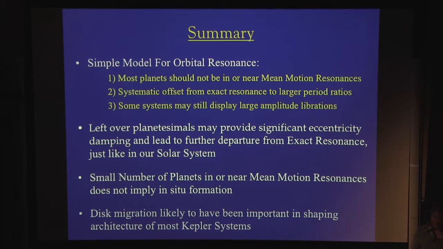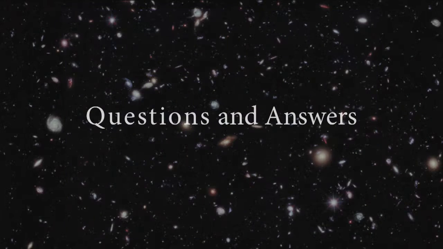So basically, I think the small number of planets currently found near or in mean motion resonances cannot be taken as evidence for in situ formation. We will see, but my guess right now is that this migration likely played an important role in shaping the architecture of the systems that we see today. So thank you very much.